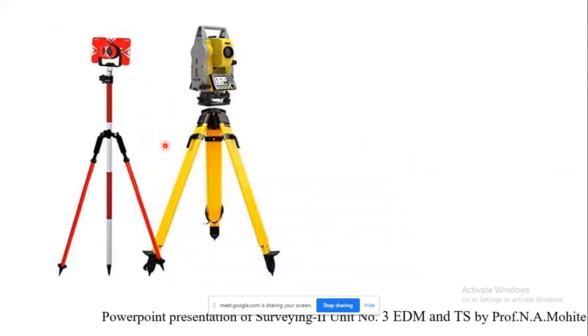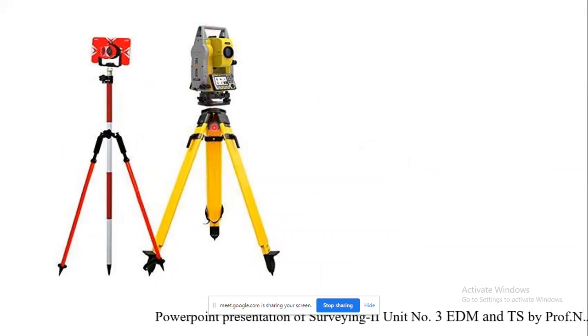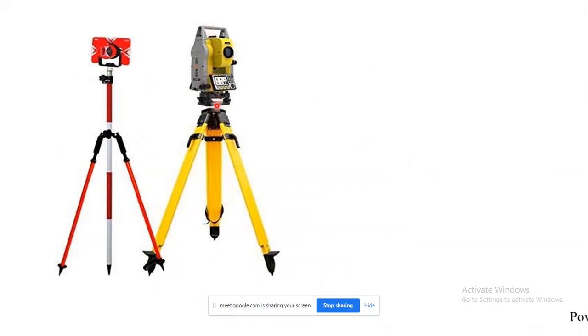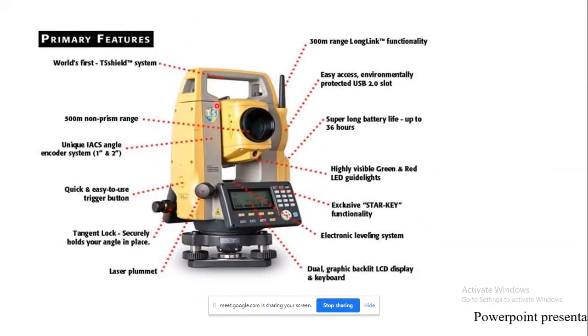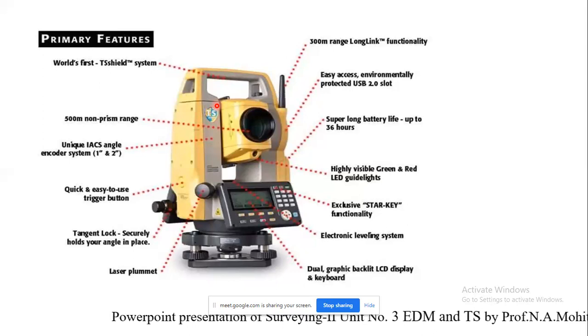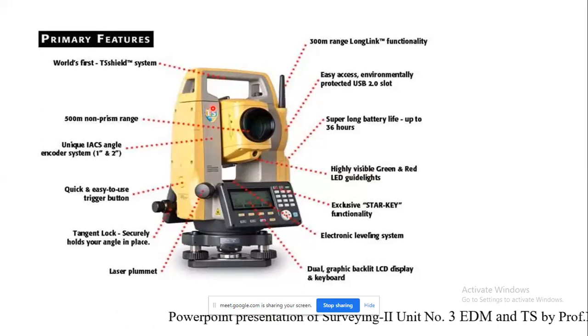When you are going to fit it over the tripod stand, one person is going to handle the instrument, and another person is going to fit the wing nut to the leveling head. You are supposed to take very careful precautions, because the cost of such an instrument is in lakhs.